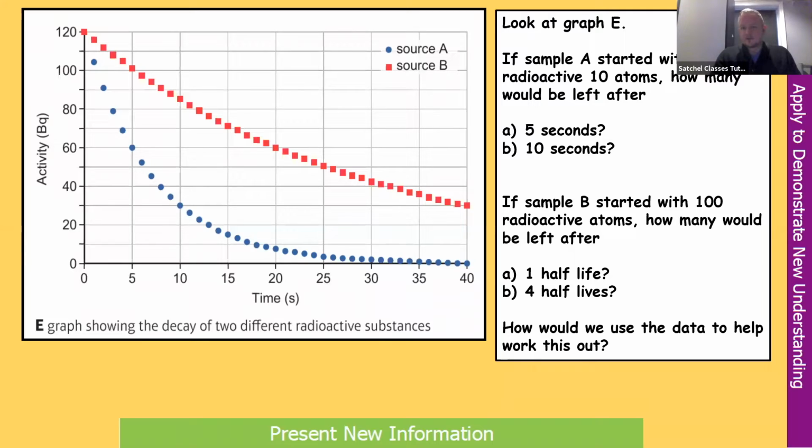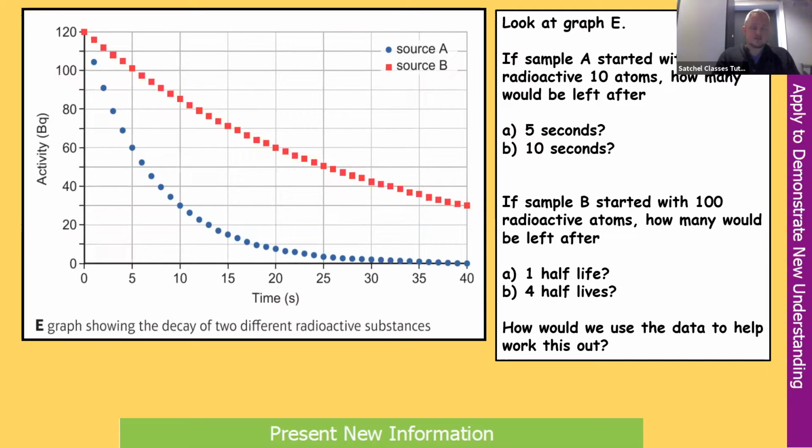If sample A started with 10 radioactive atoms, how many would be left after 5 seconds or 10 seconds? Because we've done this question earlier, we know that the half-life for source A, the blue line, is 5 seconds, and for source B, the red line, is 20 seconds. Sample A is source A. After 5 seconds, it would have undergone 1 half-life. So if it started with 10 atoms, 10 divided by 2 is 5. So after 5 seconds, it would have 5 atoms left.